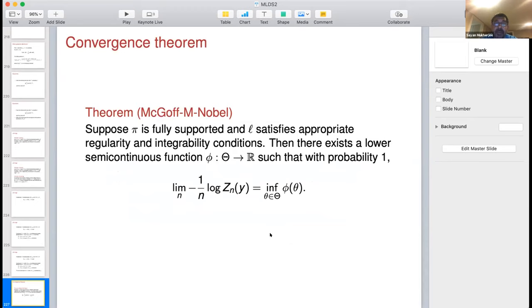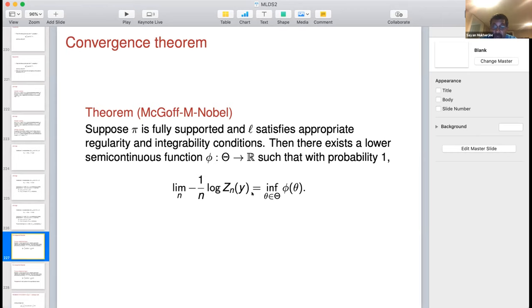Okay, so here's a point. If my prior is fully supported and my loss has regularity and integrability conditions, there's going to exist a lower semi-continuous phi such that with probability one, the limit of the log of the partition function at the right scale is actually going to have a variational problem. It's going to basically be set by a variational.